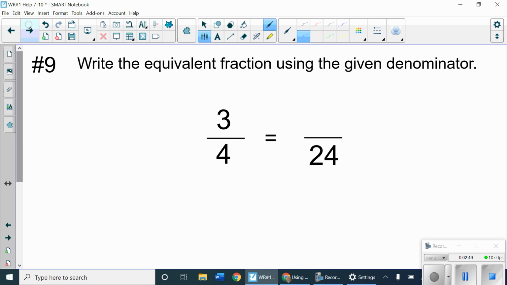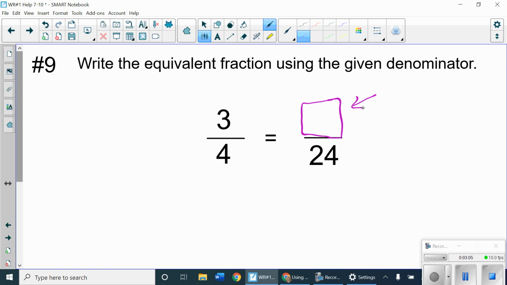Okay, number 9. They're asking us to write an equivalent fraction using the denominator given. Now, in Canvas, they just want this number. They don't want anything else. So we have to figure out what's our new numerator going to be.